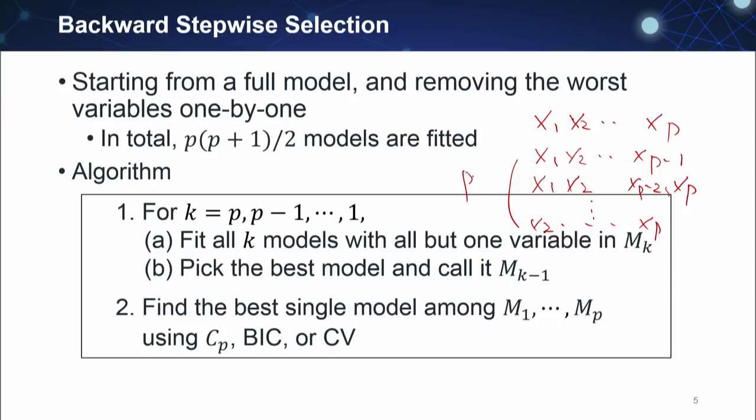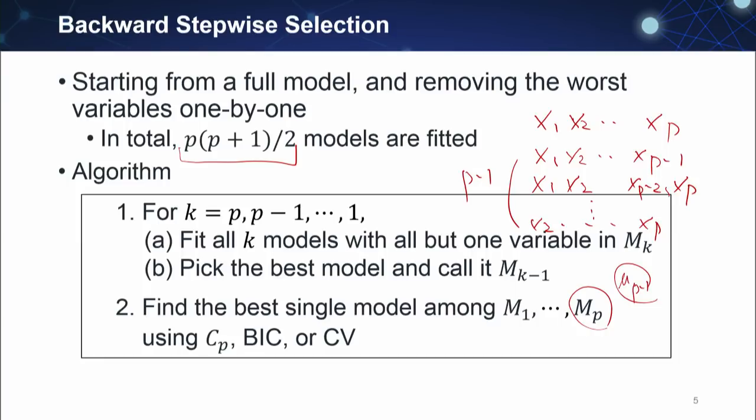So among these p minus 1 models, we select the best model. That model is the one that removed the worst variable. So that's actually the model Mp minus 1. Definitely this Mp is the case that we include all variables. So in this way, to find Mp minus 2, we just remove the one worst variable in the same way. So it is very similar. So similarly, in total, it needs to fit only p times p plus 1 over 2 models.